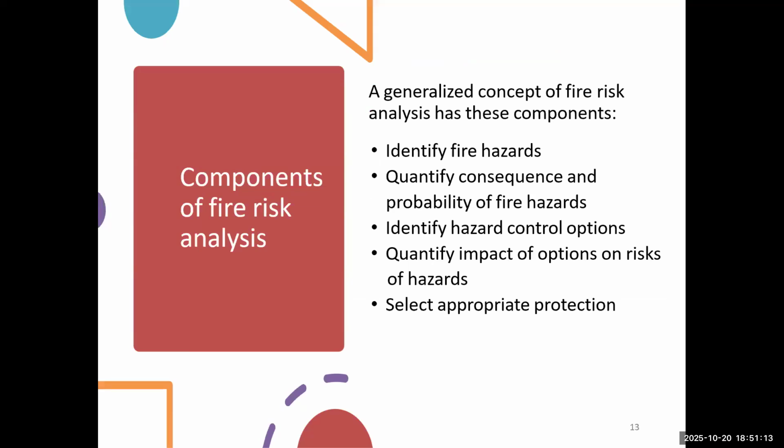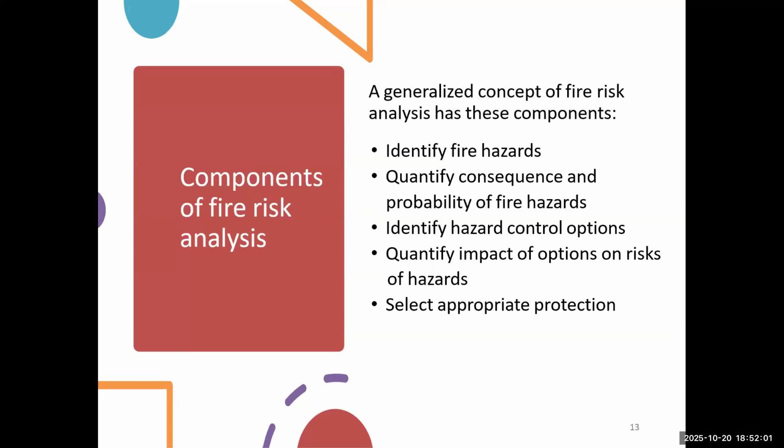So what does a fire risk analysis actually look like in practice? It is a systematic five-step cycle that takes us from problem identification to a final decision. The process begins by systematically identifying all potential fire hazards within a given space. Once we know what we are dealing with, we then work to quantify both the potential consequence of each hazard and its probability of occurring. This gives us a clear picture of the risks we face.